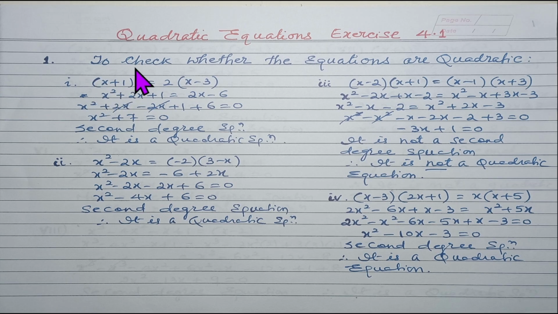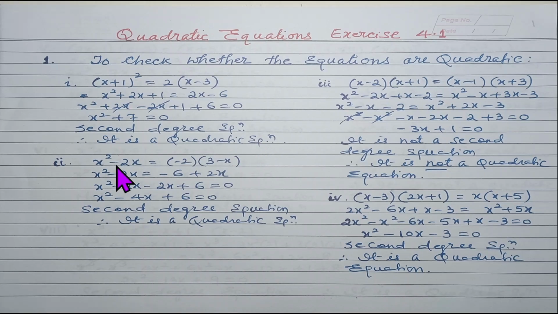The expansion of (x + 1)^2 is x^2 + 2x + 1 = 2x - 6, because (a + b)^2 is a^2 + 2ab + b^2. I have used the identity there. Now x^2 as it is, 2x as it is, take 2x to the left, it becomes -2x, +1 as it is, take -6 to the left, it becomes +6, equal to 0. Therefore 2x and -2x cancel here, and 1 + 6 is 7. Therefore we get the equation x^2 + 7 = 0, which is 100% a polynomial equation of second degree, and therefore it is a quadratic equation.